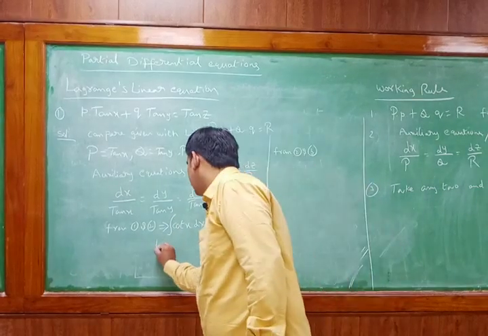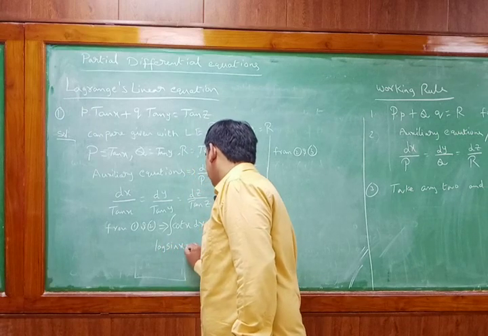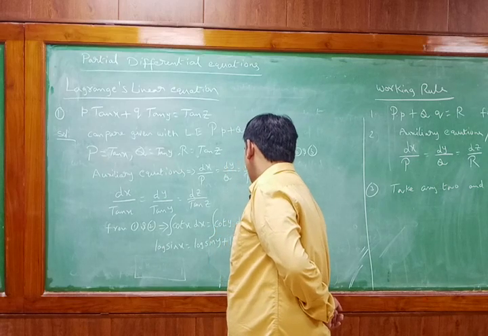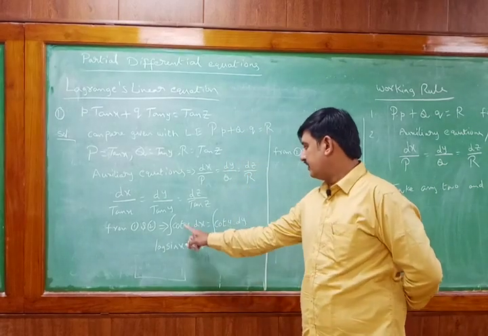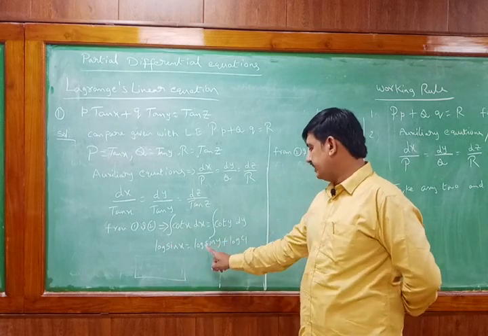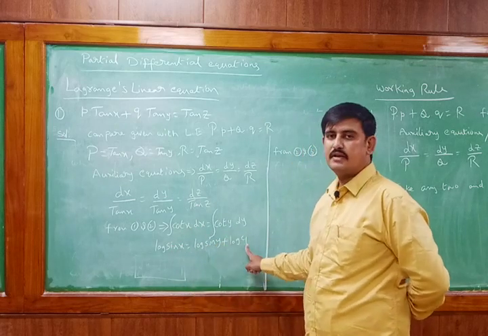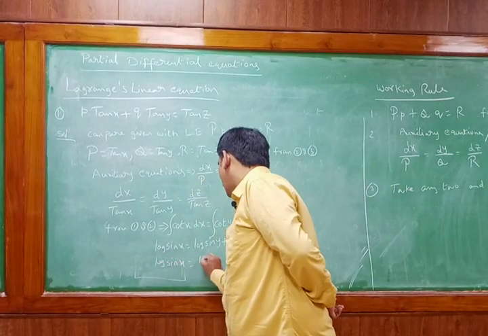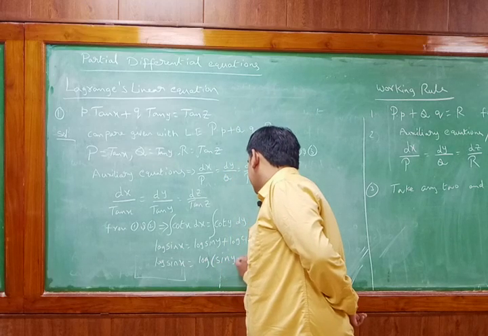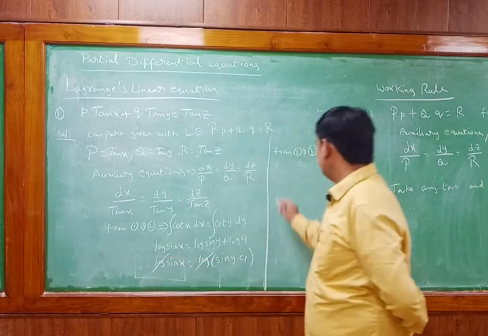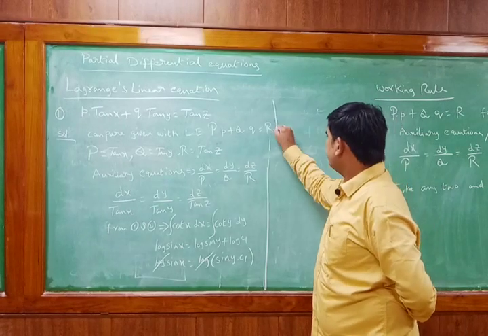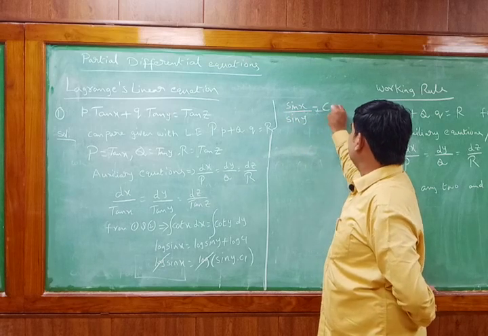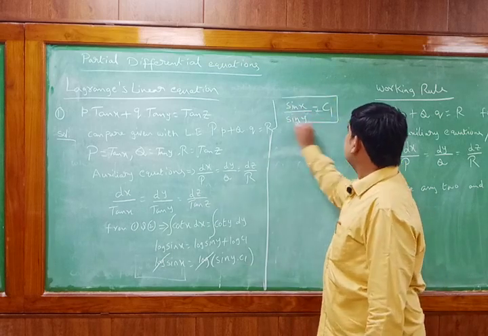Cot x integration is what? Log sin x, equal to cot y integration, log sin y. Take the constant as log C1. So log sin x is equal to log sin y plus log C1; log a plus log b will give you log ab. So the log on both sides gets cancelled. So sin x by sin y is equal to C1.